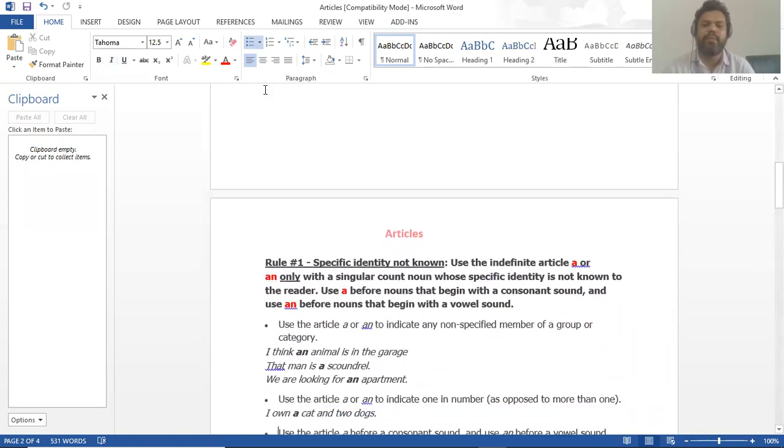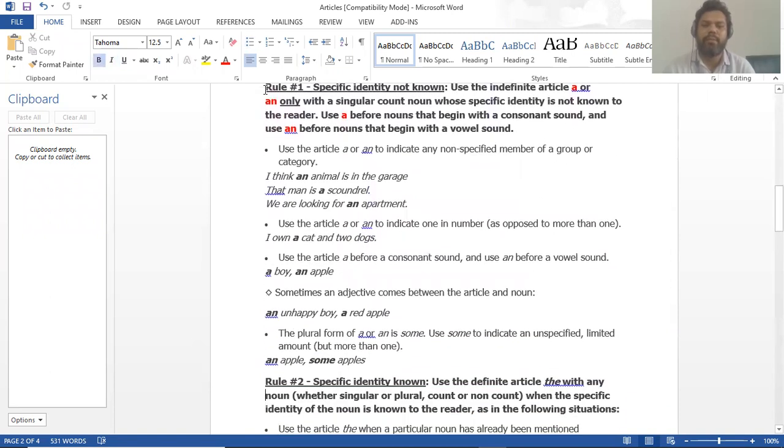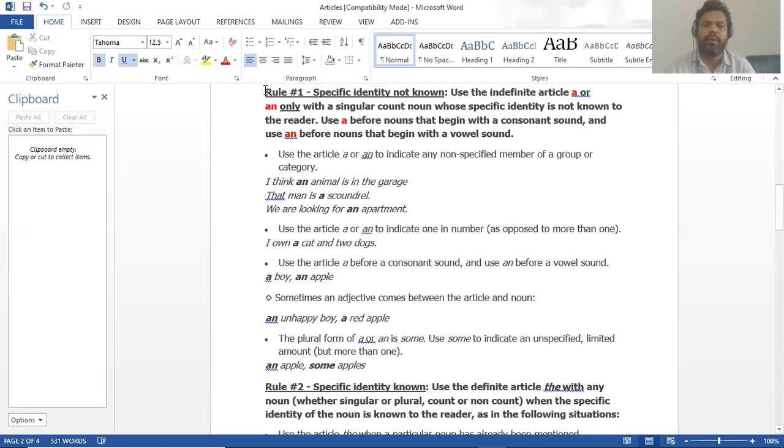Please see rule number 1. I would like to show you rule number 1: specific identity not known. I mean use the indefinite article A or AN only with a singular count noun, the noun which is countable. Before them you must use A or AN, whose identity is not known to the reader. I mean to you. You do not know the identity of this noun, the noun which is not familiar to you, so you need to use A or AN. Use A before a noun that begins with a consonant sound, and use AN before a noun that begins with a vowel sound.